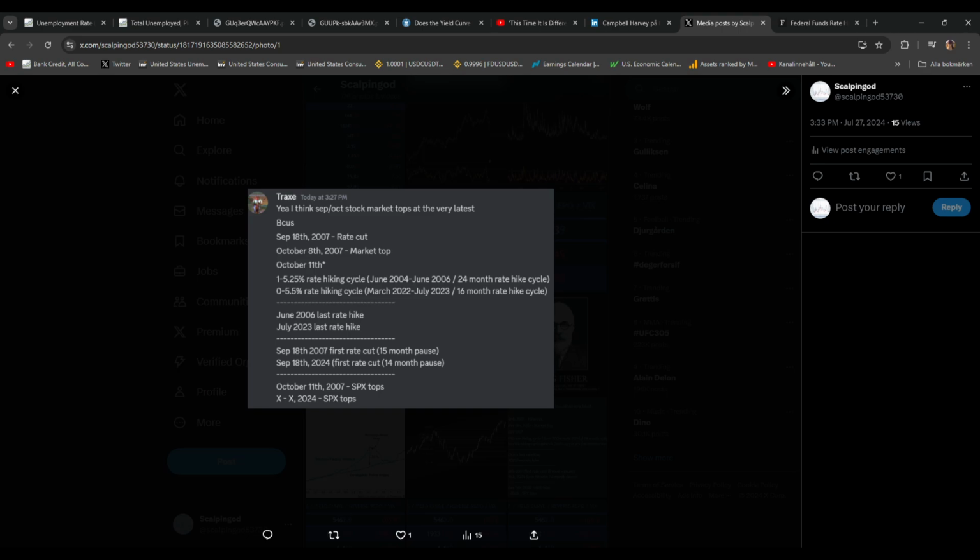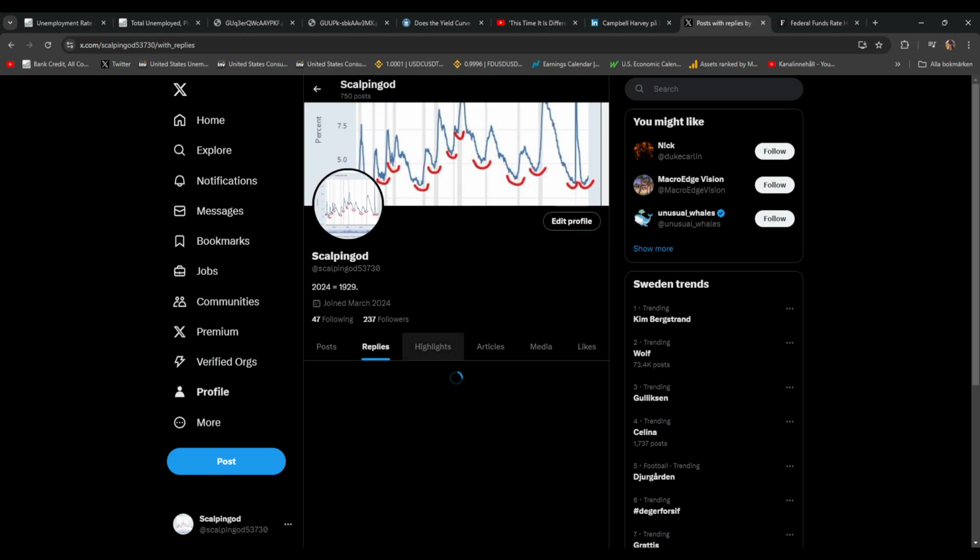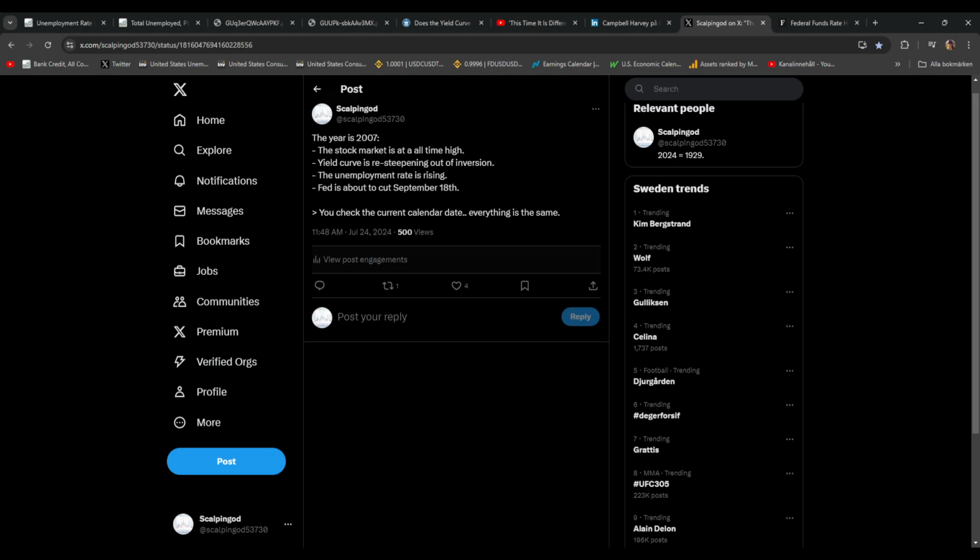Back then it topped on October 11, 2007. And like I've also stated here, this is my highlight here. The year is 2007. The stock market is at the all-time high. The yield curve is re-steepening out of inversion. The unemployment rate is rising. The Fed is supposed to cut, or they're about to cut on September 18th. You check the current calendar date, everything is the same. So like all the same arguments you could have used in 2007, they're all using today. And it's just because they haven't studied history, right? And what happens. So where are we in regards to the rate hiking cycle?